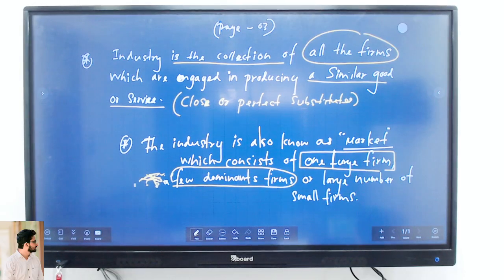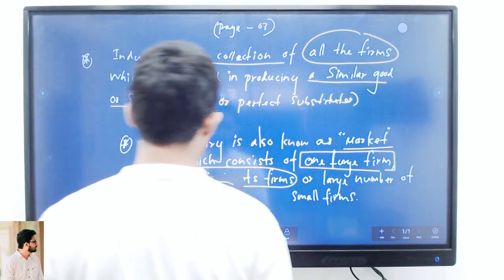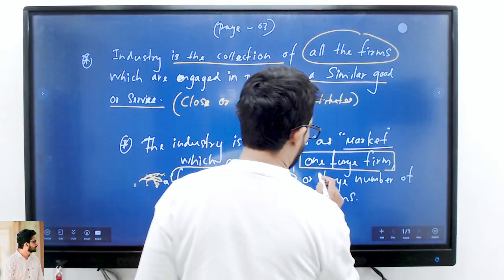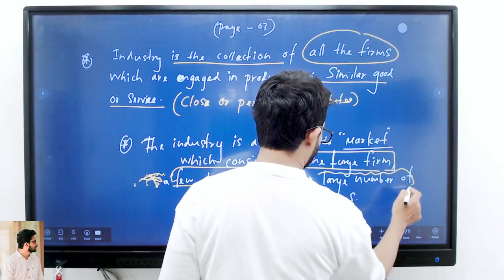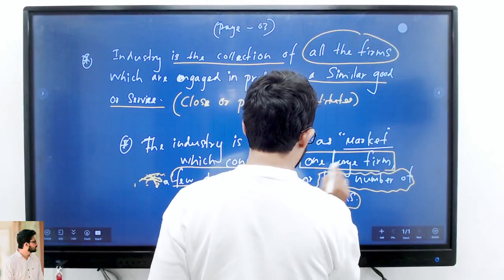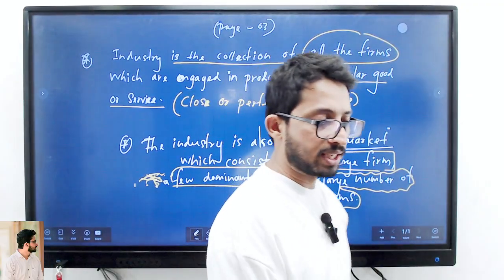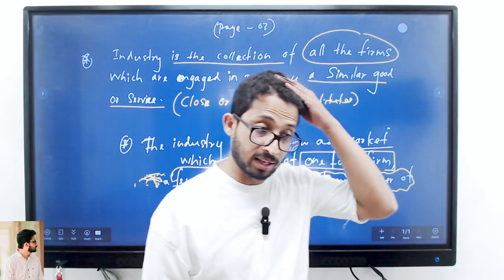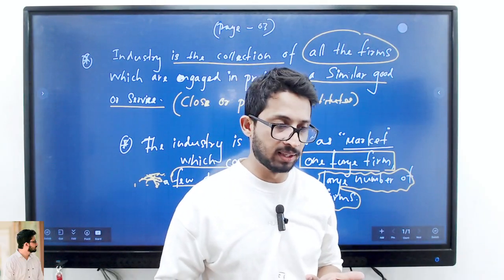What is the last one? One large firm, a few dominant firms, or a large number of small firms. Large number of small firms. The best example is the paddy market in Sri Lanka. Paddy, egg.